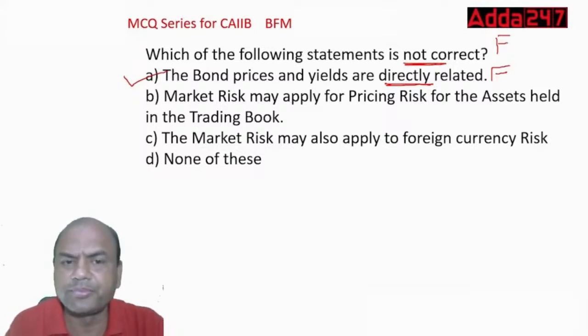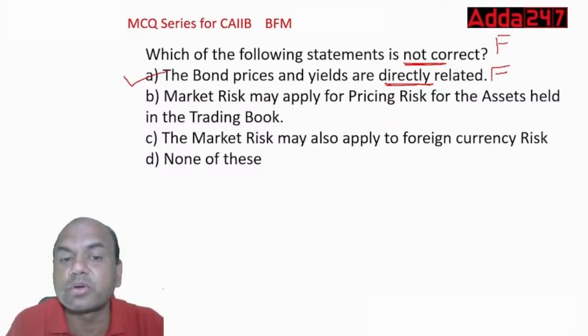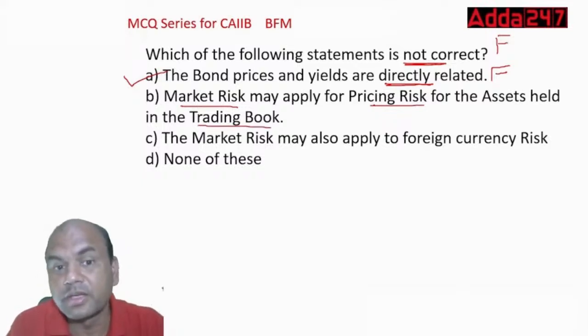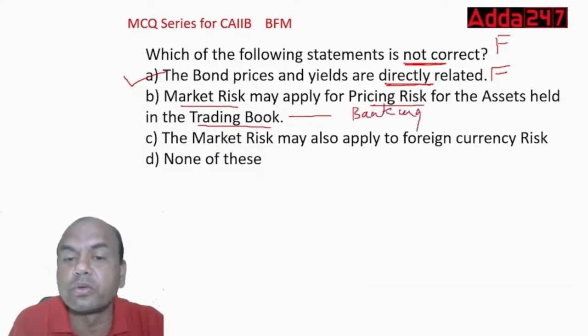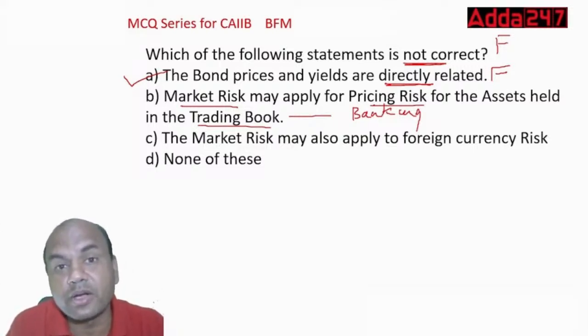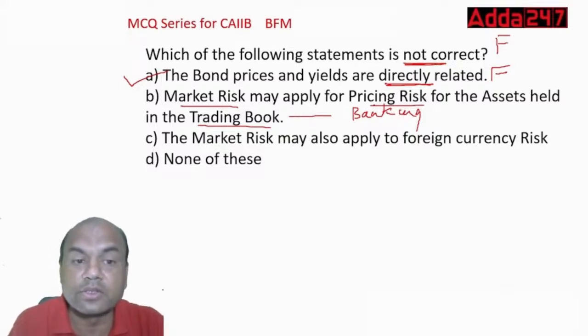Immediately move on. Market risk may apply for pricing risk for the assets held in the trading book. So that is true. There are two books in the banking. Always remember, trading and the second book is what? Banking book. Here the assets or the bonds are held for up to the maturity. This is for statutory purposes, CRR, SLR, and the trading book is for proprietary, meaning buying and selling, earning profit. So that is true. So that's why this is not the answer. We want a false one.